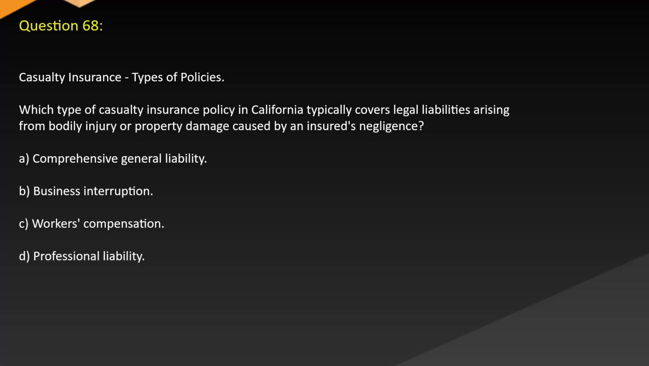Question 68. Casualty insurance. Types of policies. Which type of casualty insurance policy in California typically covers legal liabilities arising from bodily injury or property damage caused by an insured's negligence? A. Comprehensive general liability. B. Business interruption. C. Workers' compensation. D. Professional liability.